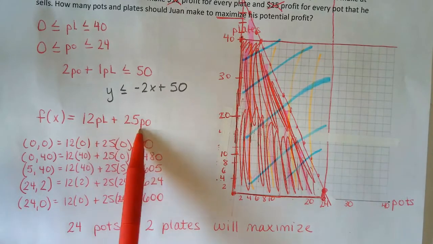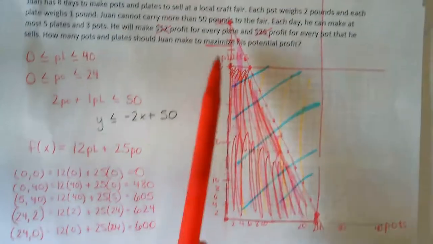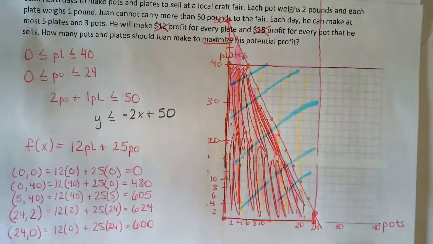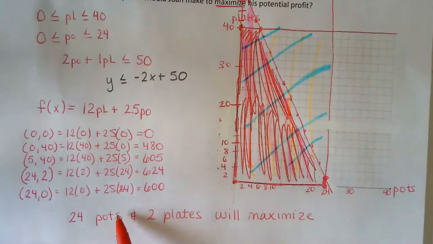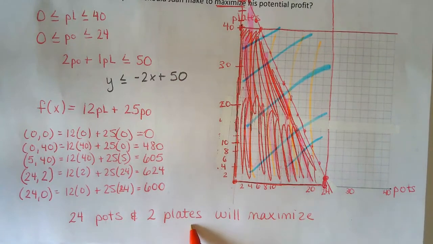So then when I plugged it into my function to figure out which one would maximize my profit, the one with the largest was 624. So that means I want to make 24 pots, and I want to make 2 plates to maximize my profit.